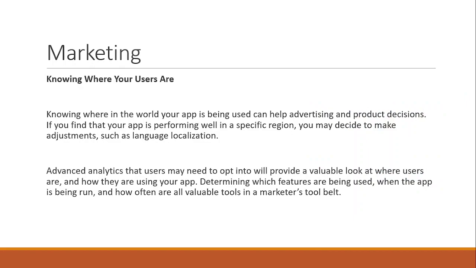And also, you can definitely know where the users are. So knowing where in the world your app is being used can help advertising and product decisions. So if you know that your app is performing well in a specific region, you may decide to make adjustments such as language localizations. So for example, if imong application nagsikat dito sa Japan, you can decide to increase the usage of your application ara to sa Japan, by including language localization.